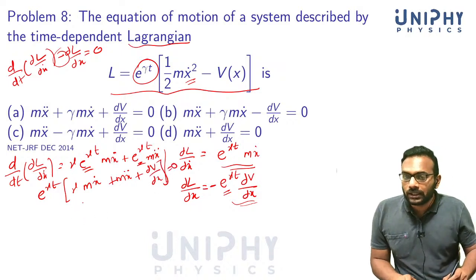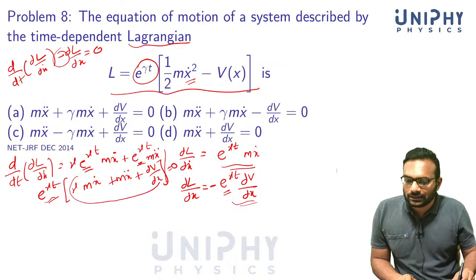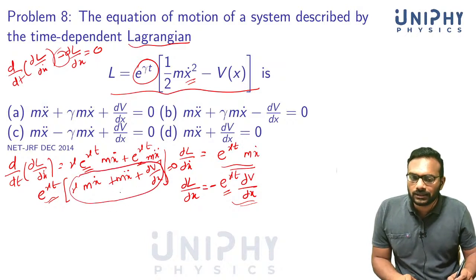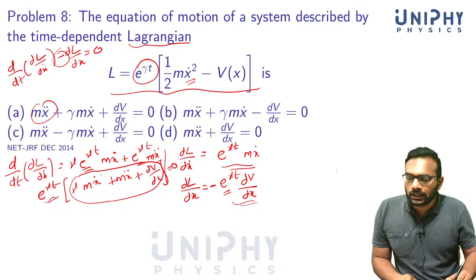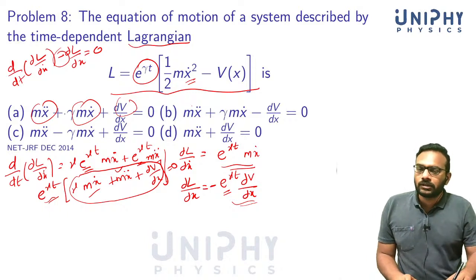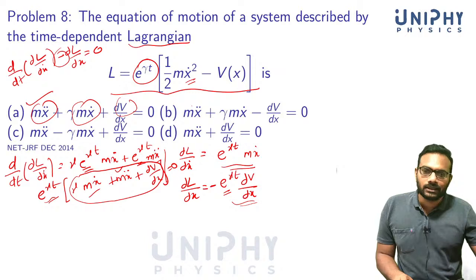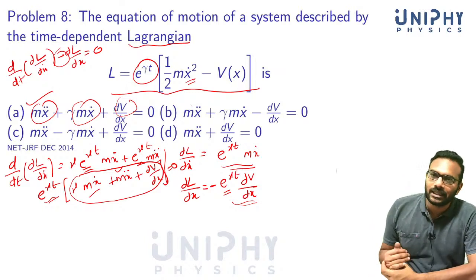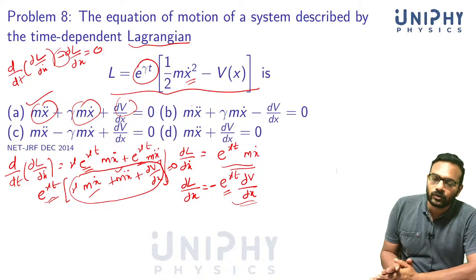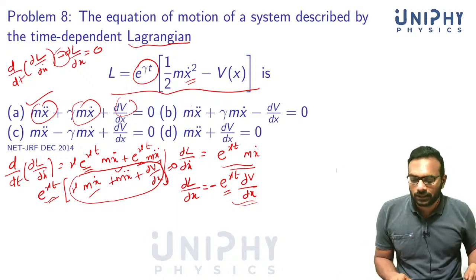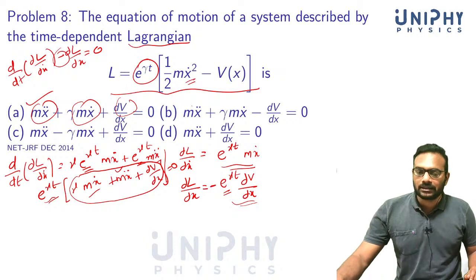This is our Euler-Lagrange equation. Now, since this multiplication factor on the right hand side is 0, whatever is inside the parenthesis is the correct answer. Do we have that answer here? Yeah, see, m x double dot plus gamma m x dot plus dV by dx equal to 0. That option is there. So option A is the correct answer. See how simple the question is. The NET JRF question in December 2014. See how easily you can score a mark here. You just have to be careful and do it systematically.